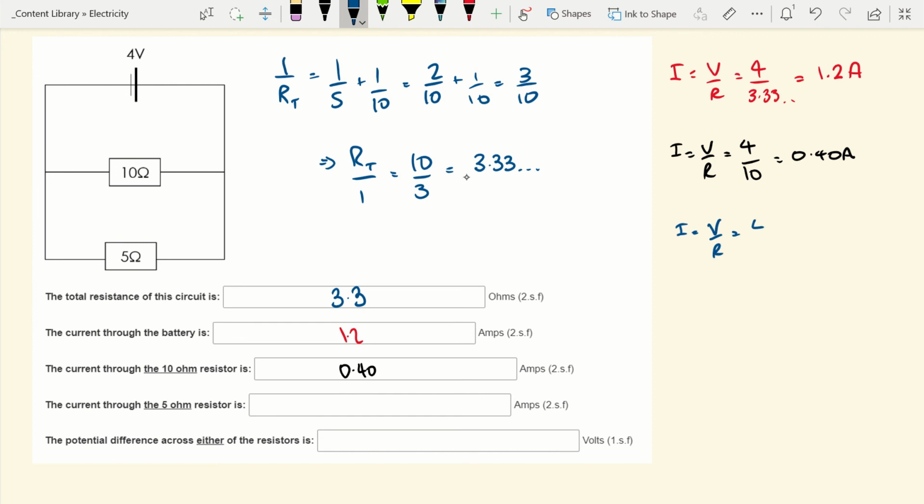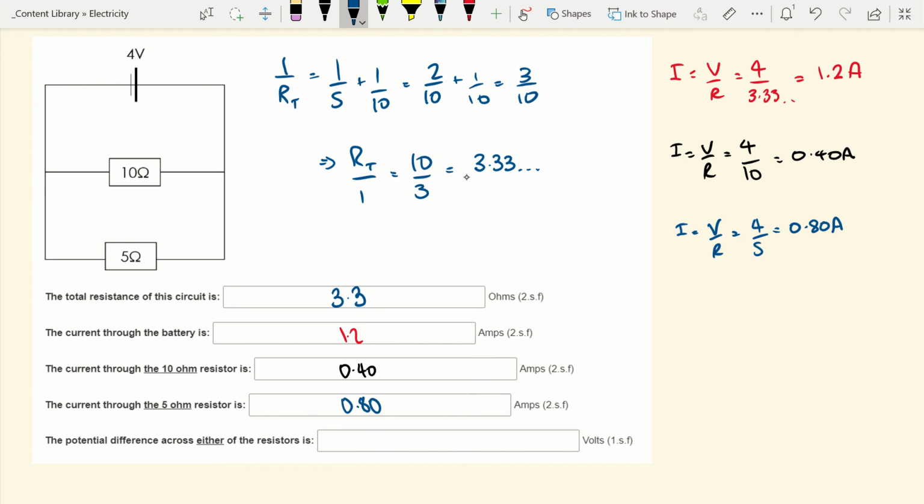If we then do our current through the other one, I'm going to do it this way, but we could equally have done 1.2 minus 0.4. That also would have given us 0.8 amps. Either way you've done it, you should still end up with the same thing, because these two down here should add up to give you this one here.